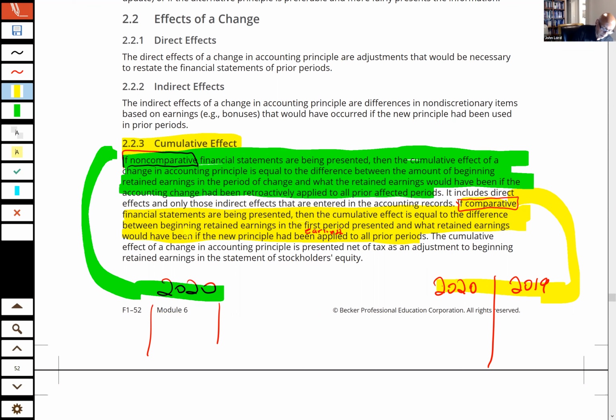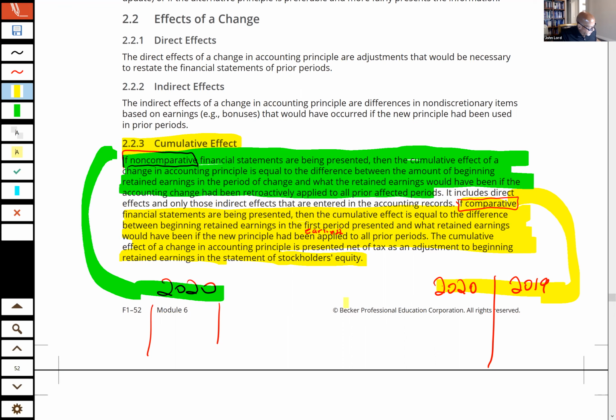Okay. And it is presented net of tax as an adjustment to the beginning retained earnings of the earliest period presented in our stockholders' equity section of our balance sheet, net of tax. Okay. And that would be 2019 in our example.